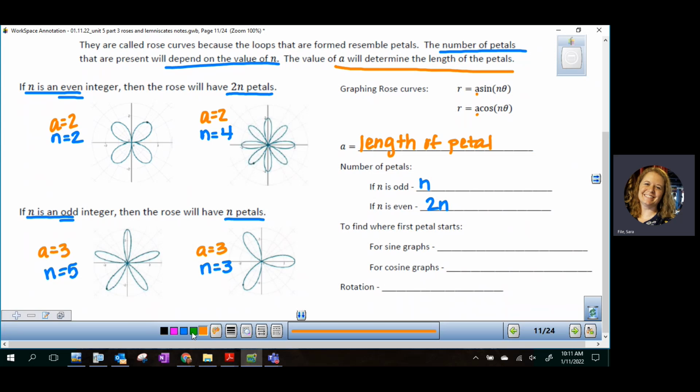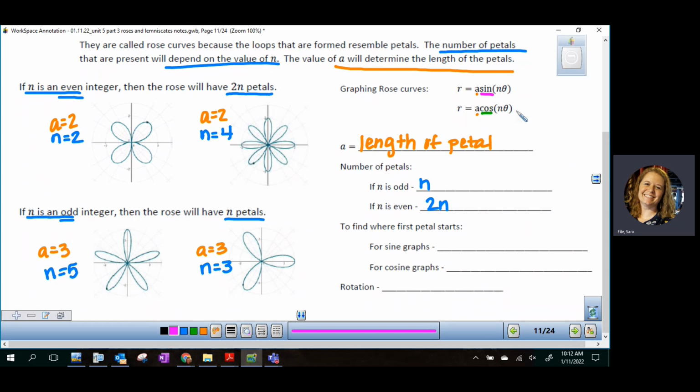But that's not all we need to know. We also need to know the direction the petals should be drawn, and that's going to be determined by sine or cosine. Is it a cosine function or is it a sine function? Now, up until now, when we were doing our circles and lemniscates, whether or not it was sine or cosine, what difference did that make? What did that tell us?